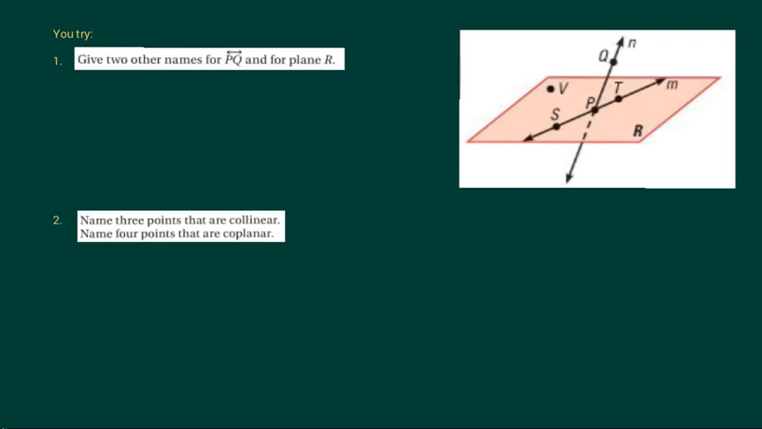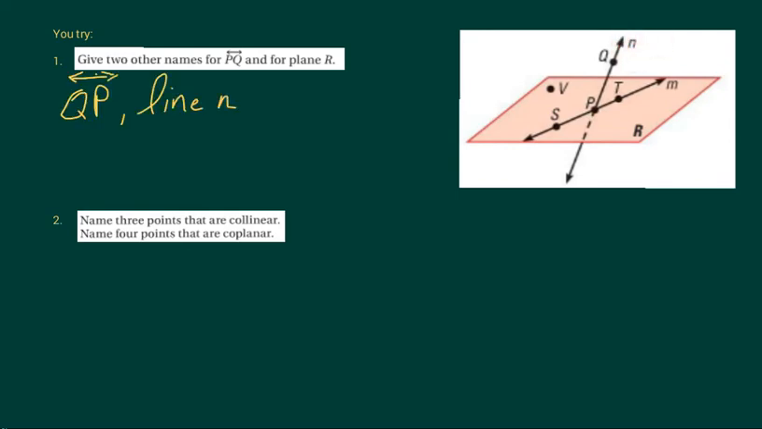Alright, so now that you are done, you can check your answers. So one of the things that we can say about this very first one is that 2 other names for line PQ, and PQ is right here. So line PQ, we can switch the letters so we can say it's QP instead, and we could say that it is line N, so if you see this N up here.